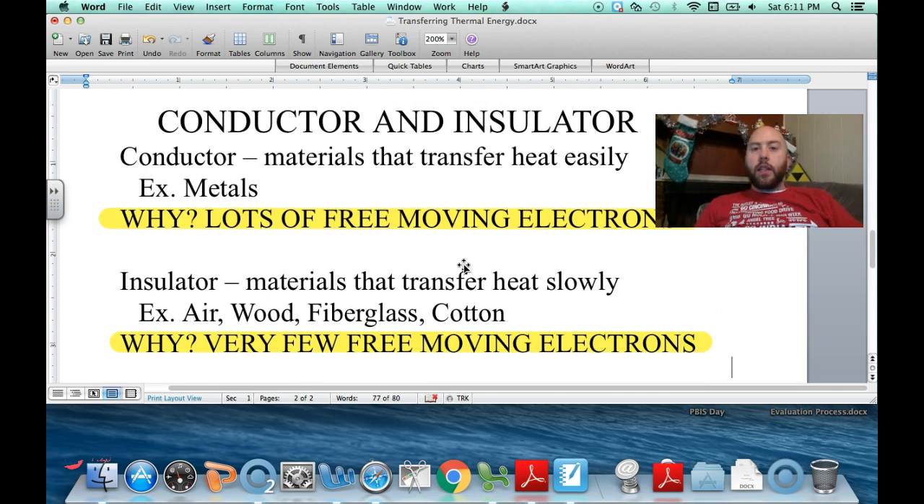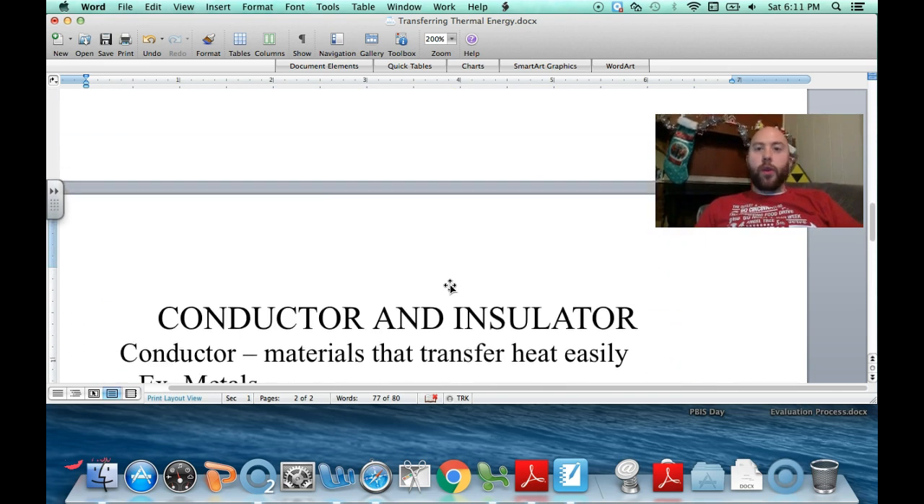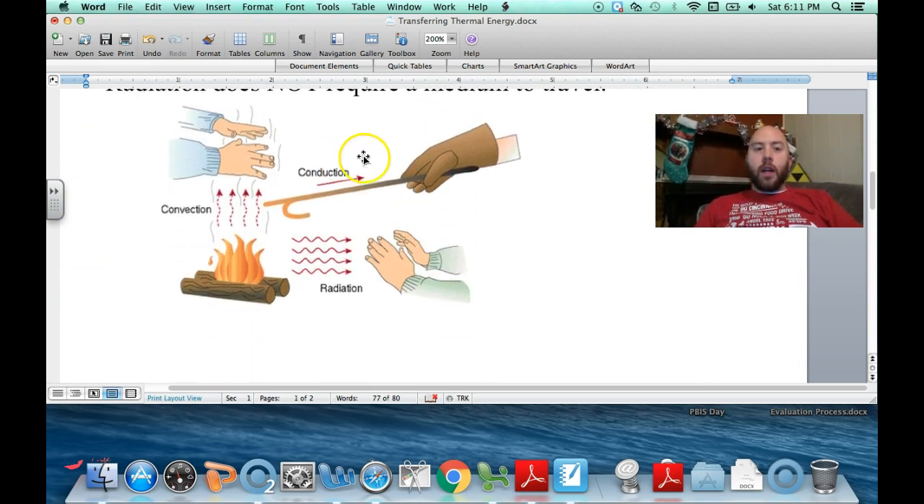So there you go. Conductors move heat easily. Insulators don't move heat easily. 3 ways to transfer thermal energy: conduction, physical contact; convection, the flowing of hot air to cool air; and radiation.